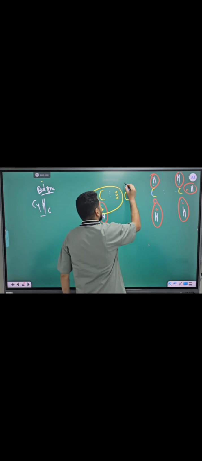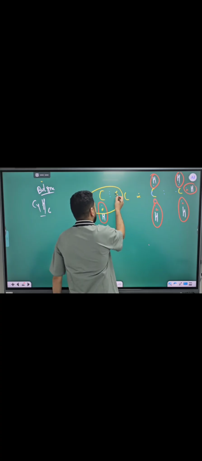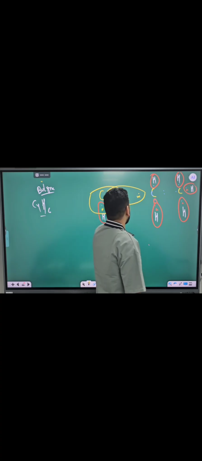Right? Now look here about this carbon. This dot, it will be sharing with this carbon. From this it will get 1. From this carbon, try to understand, from this carbon it will get 1. So 1, 2, 3, 4, 5, 6, 7, 8. So this carbon will be stable. Right? Now this particular carbon is stable.